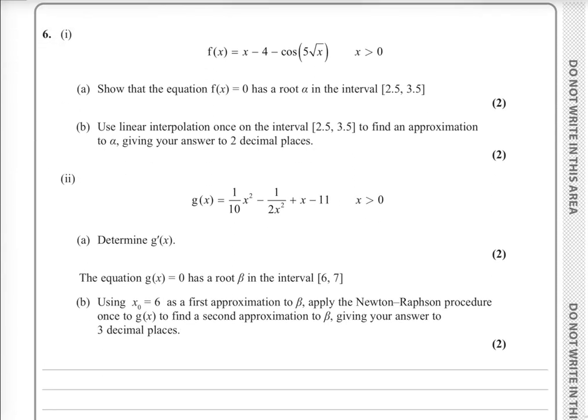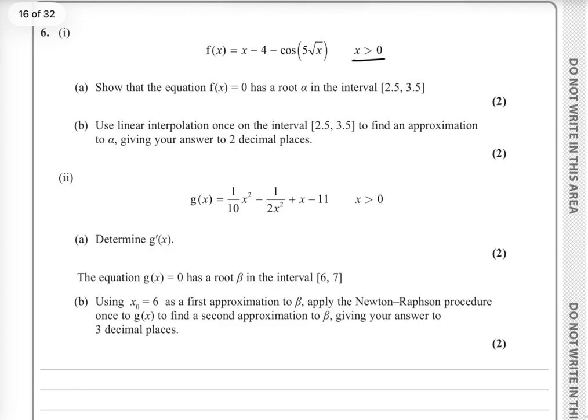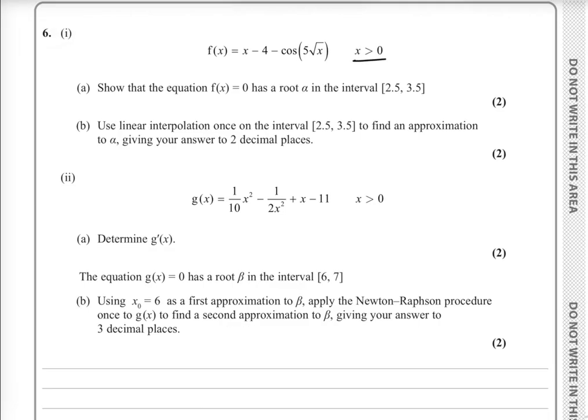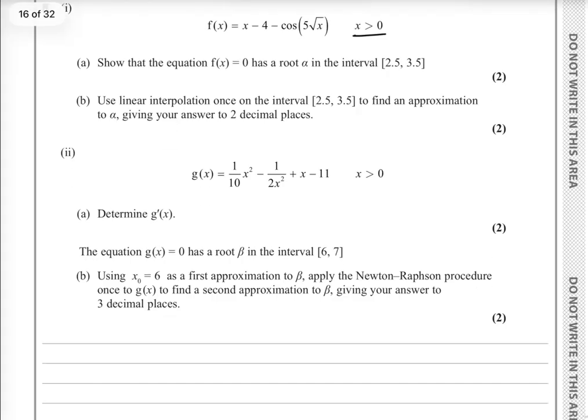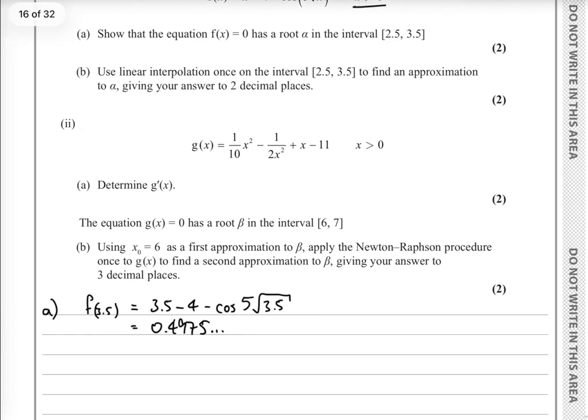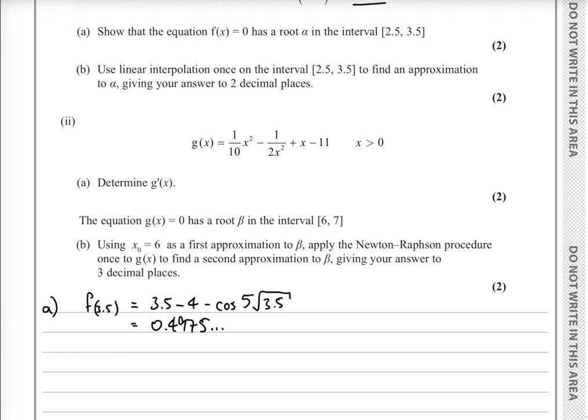Here we've been given a function, x is greater than 0. For part A, we just need to show that the equation f of x equals 0 has a root in this interval. So to do that, we go ahead and put both in. We want to evaluate at 3.5 and at 2.5. 3.5 minus 4 minus cosine of 5 root 3.5. Put that on my calculator, I get 0.4975 dot dot dot. Take note we're in radians here, not degrees.